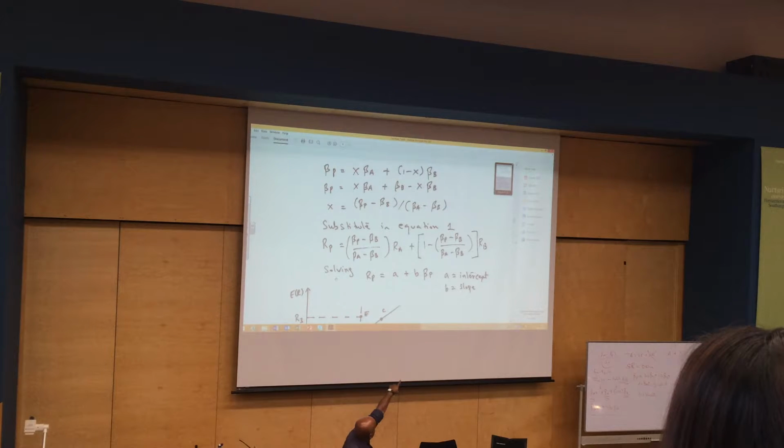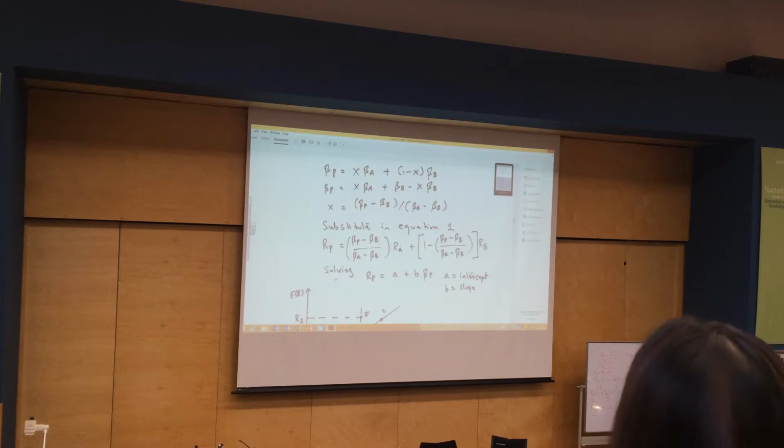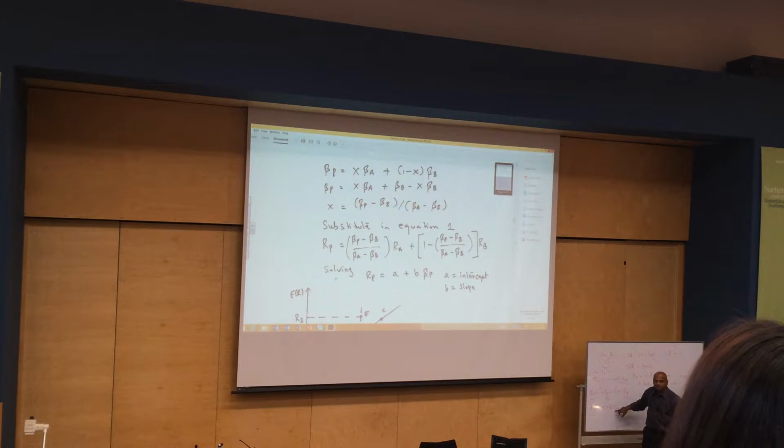But if you look at that equation over there, RP equal to that big monstrous thing multiplied by RA plus 1 minus that big monstrous thing multiplied by RB, right? That is not this line. That line does not show the relationship between RP and beta. So that first part is not A, and the second part is not B. That's not the intercept, and that's not the slope. We need to do some more calculation to find what A and B are.